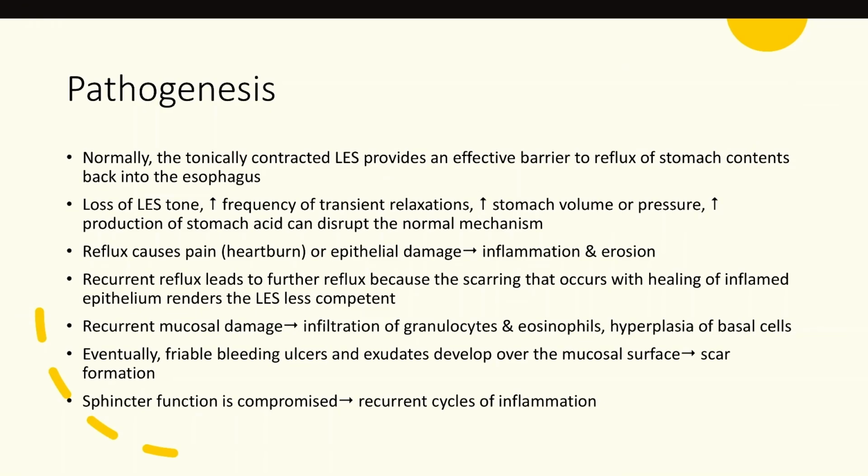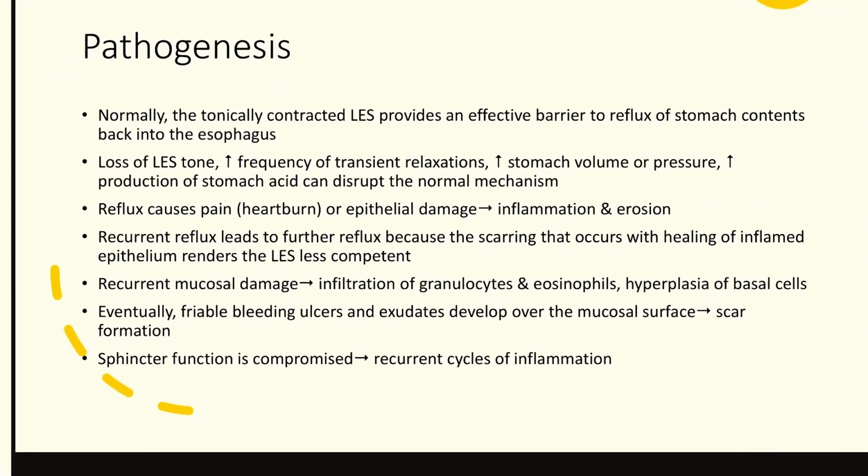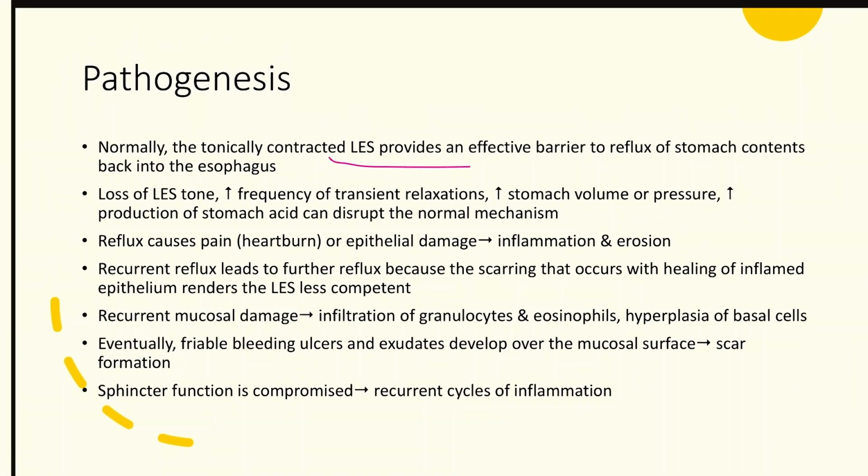So pathogenesis, what's going on with acid reflux and GERD? So normally, the contracted LES prevents anything from going up. But when you start weakening that lower esophageal sphincter, you get increased frequency of transient relaxation, so it's just going to keep relaxing. Increased stomach volume or pressure, increased production of stomach acid can all disrupt the normal mechanism. Reflux causes pain or the heartburn or epithelial damage that leads to your inflammation and erosion.